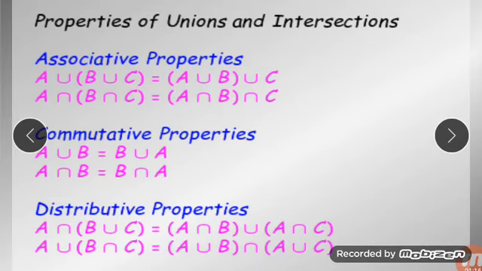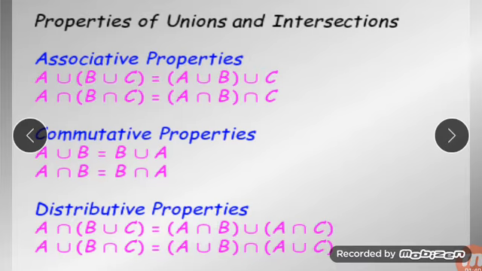In addition, we have the distributive properties here. We have two types of distributive properties. The first one is the distributive property of intersection over union. If the intersection sign comes first and then union, it is known as the distributive property of intersection over union. The next one is the distributive property of union over intersection, because union comes first.